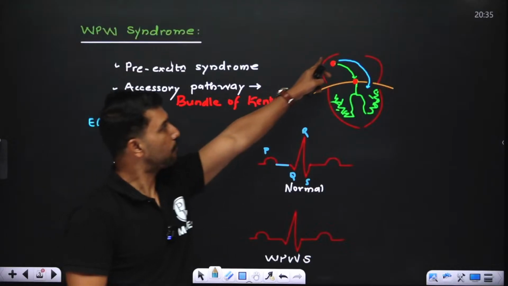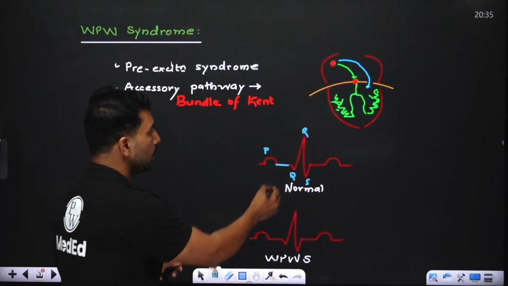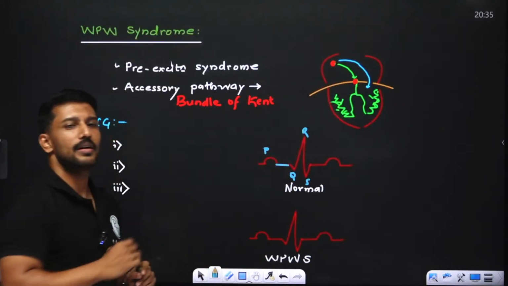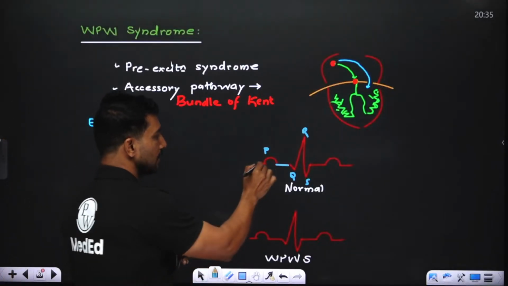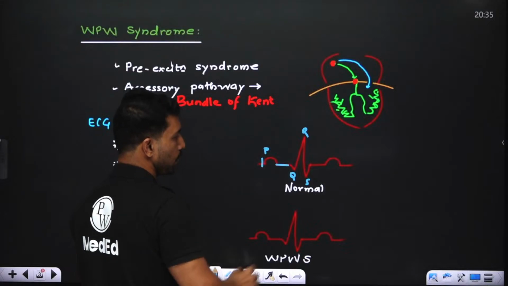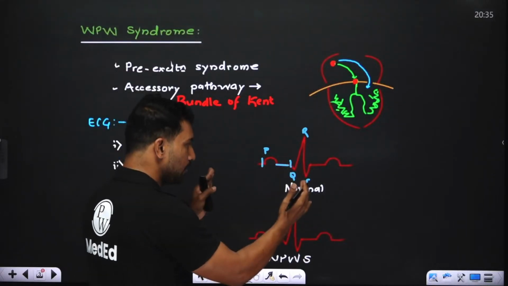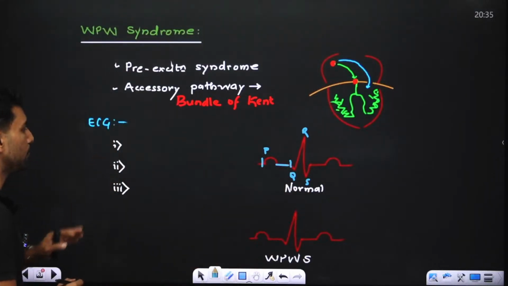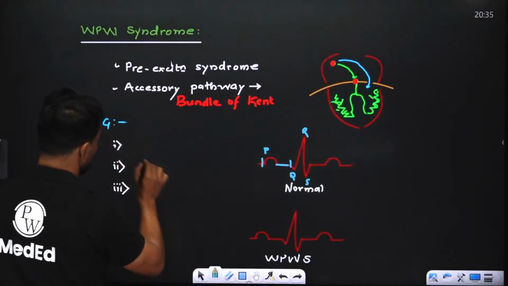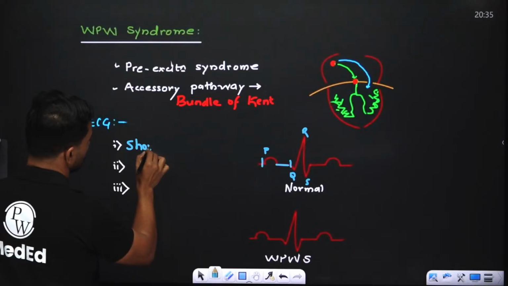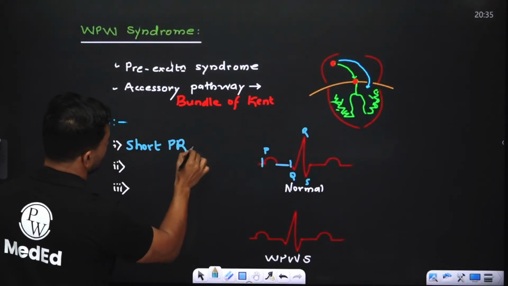But once I have bypassed it, I will not have this AV nodal delay. And because of the absence of AV nodal delay, the time from the beginning of the P wave to the beginning of the Q wave becomes shortened. So one of the important ECG findings in WPW syndrome will be a short PR interval.